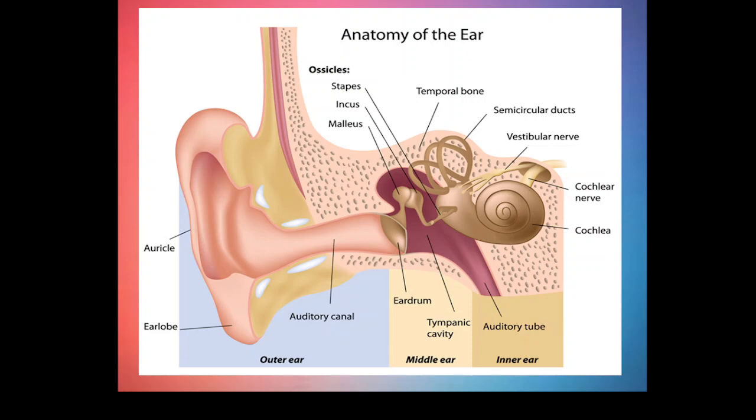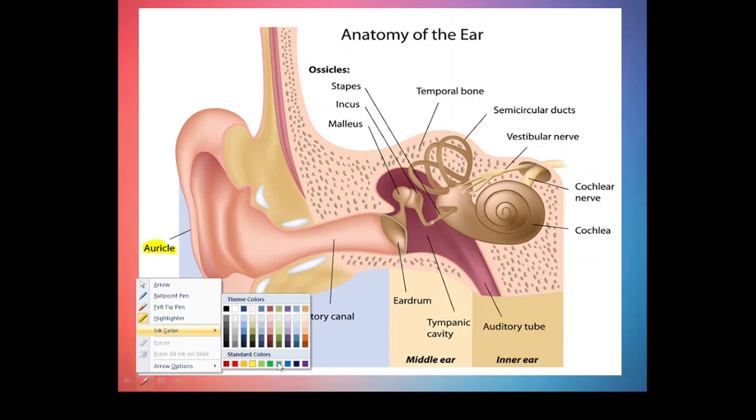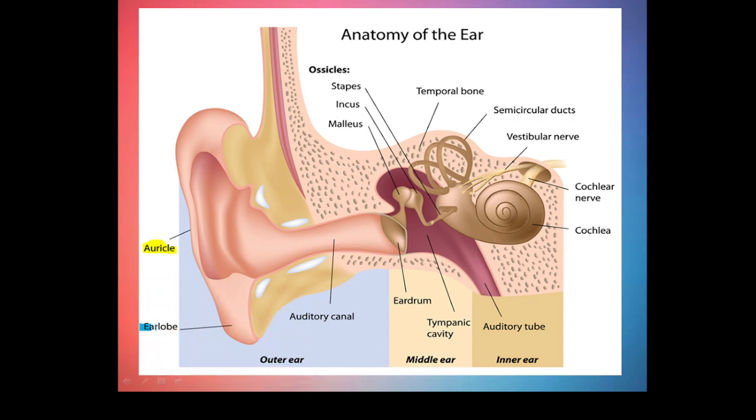Did you get it? If you have not, let me just highlight the parts. The auricle. Let me change the highlight color to this maybe. The ear lobe and the auditory canal. It comes under the outer ear.